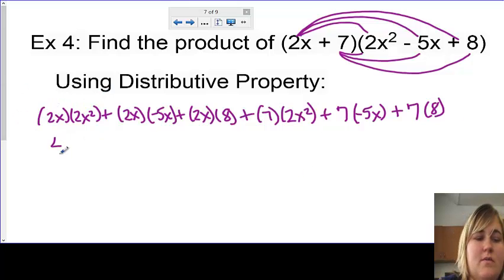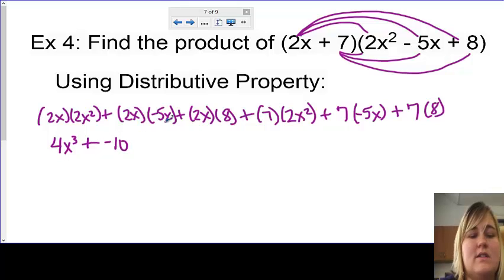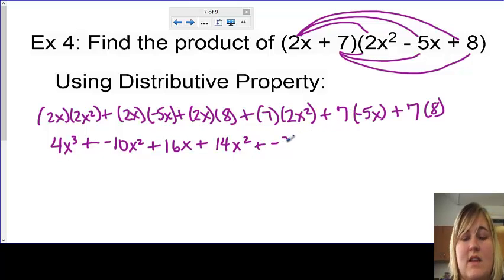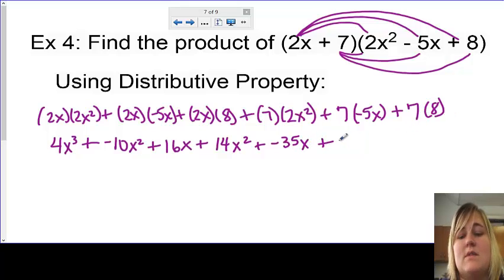So 2 times 2 is 4. X times x squared gives me x to the third, plus 2 times negative 5 is negative 10. X times x is x squared, plus 2 times 8 is 16, and then x, plus 7 times 2 is 14, x squared, tack on, plus 7 times negative 5 is negative 35, tack on the x, plus 7 times 8 is 56. Now I need to combine like terms.